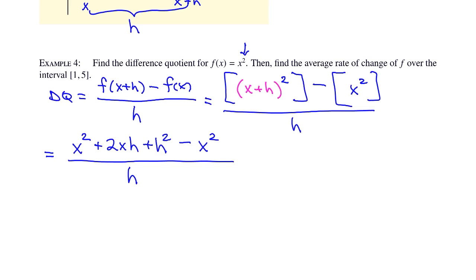You will know that you have done the difference quotient correctly when you can get the following things to work out. You should be able to cancel some terms on the top. In particular, you'll be able to cancel all of the terms that came from the f of x part. That's the first step. And that leaves us with 2xh plus h squared over h.